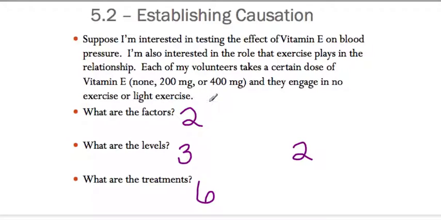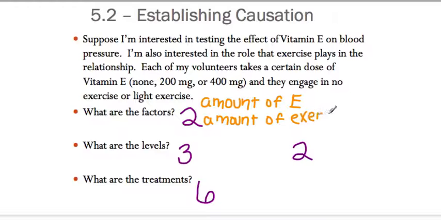The 2 factors are the amount of vitamin E and the amount of exercise. Those are the 2 variables that I'm trying to measure, our vitamin E consumption and participation in exercise. For the vitamin E factor, there are 3 levels: none, 200 milligrams, and 400 milligrams. For the exercise factor, there are 2 levels: no exercise and light exercise.